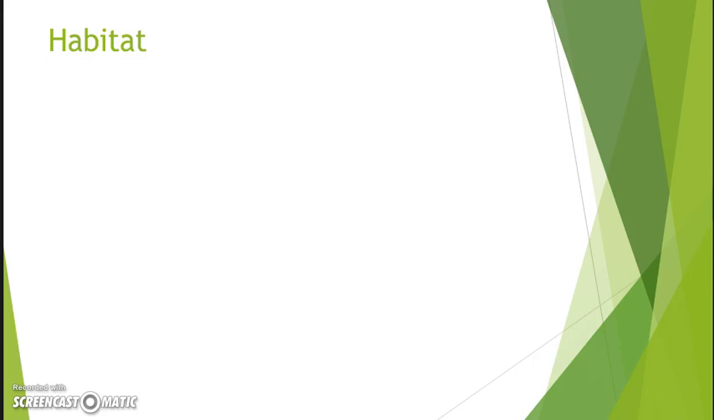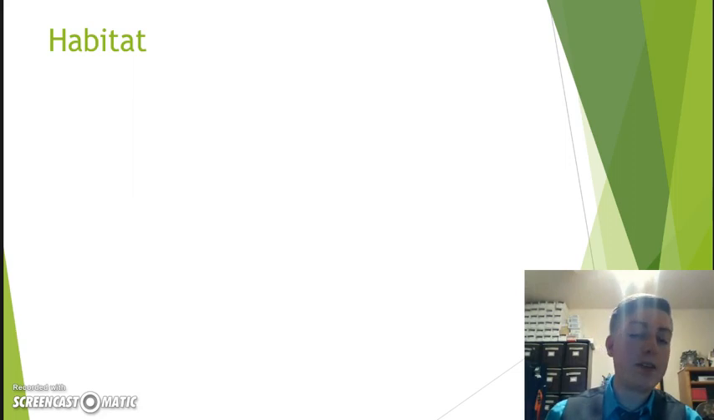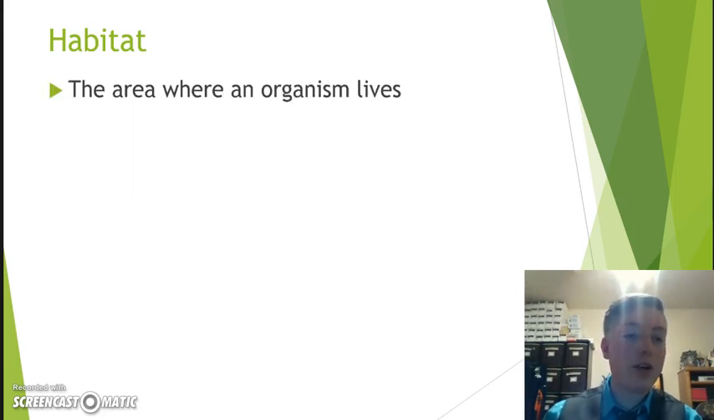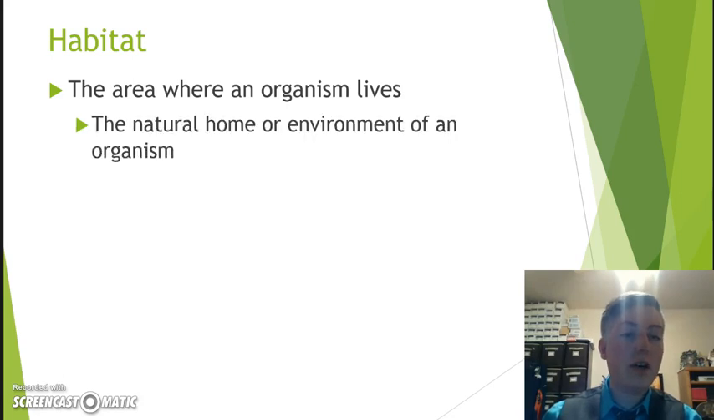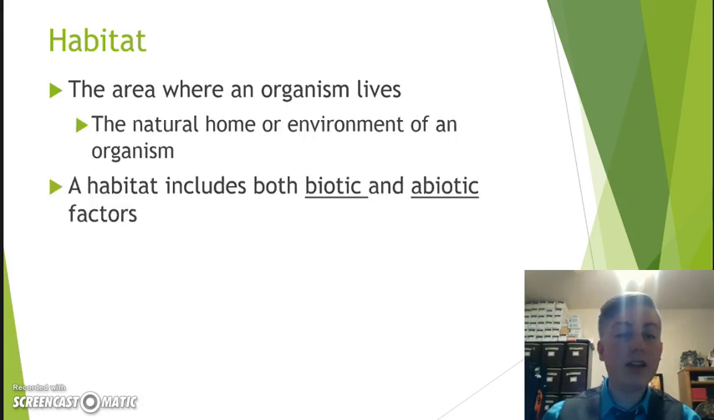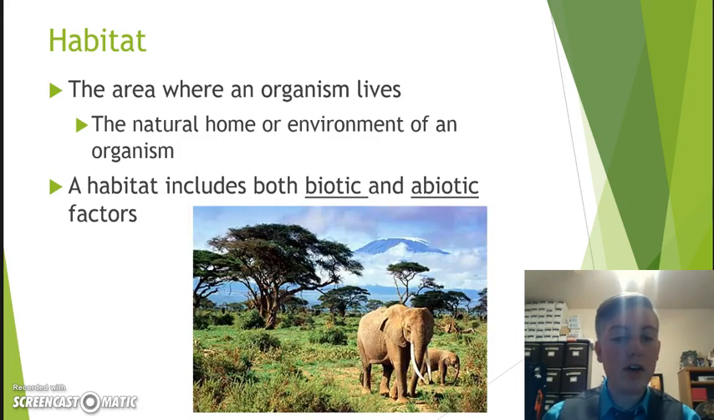So now, remember how I said we were going to talk more about habitat and niche. So we're going to do that now. So habitat is the area where an organism lives, the natural home or environment of an organism. And this habitat includes both biotic and abiotic factors. So here is a picture of some African elephants and their habitat. So you can see both the abiotic factors, the air, the soil, the clouds, the water, and then the biotic factors included here being the acacia trees and the grasses.